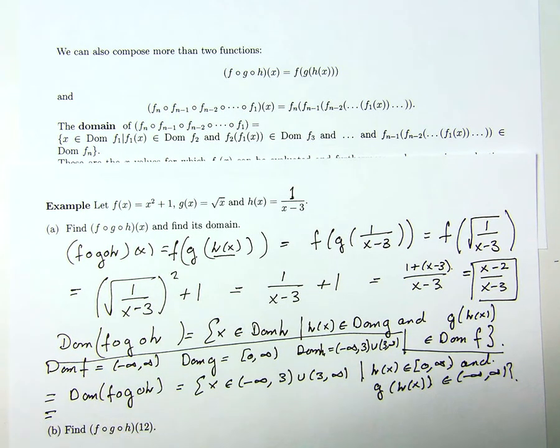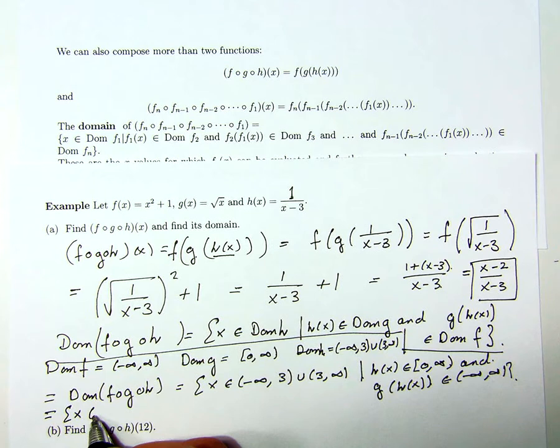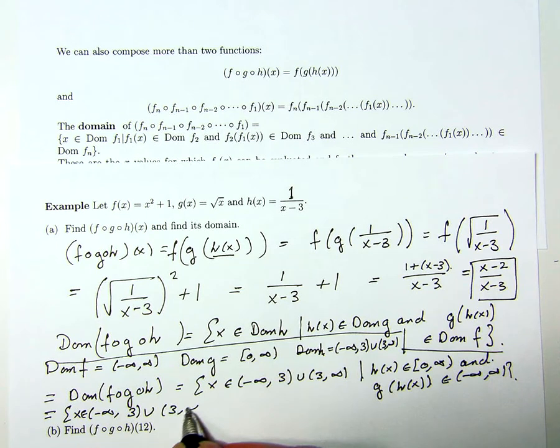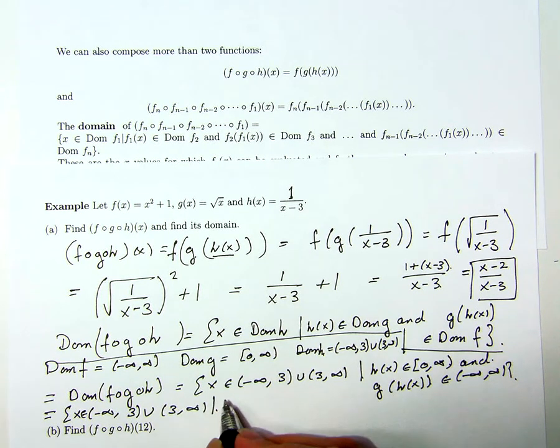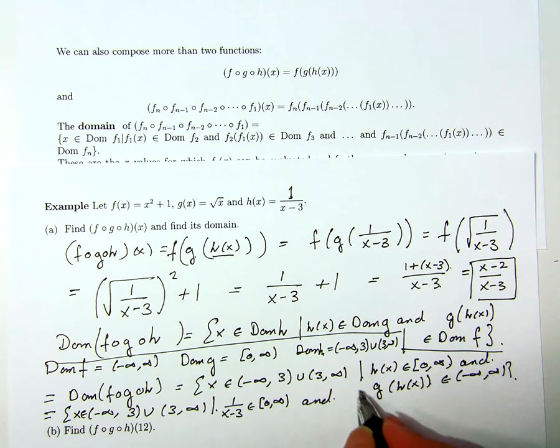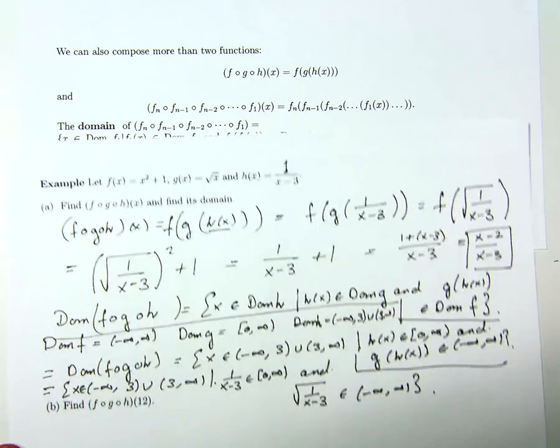So let's see what this is. This is everything except 3. 3 is ruled out to start with. So that h of x, what is h of x? So that 1 over x minus 3 is greater than or equal to 0. And g of h of x, which would be the square root of 1 over x minus 3, is just some real number. Well, that's not going to be a problem.